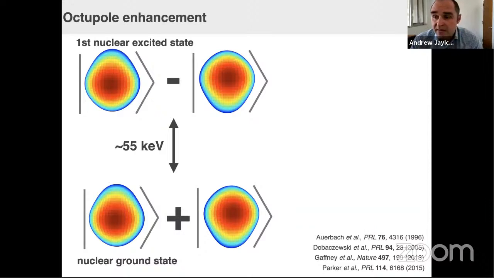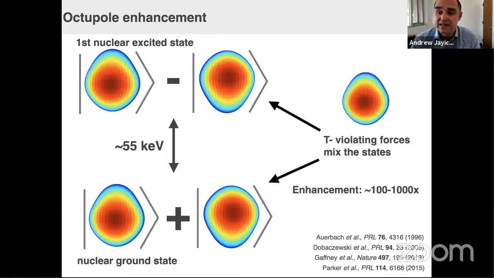The way that this enhances sensitivity to new physics is that these T-violating sources can mix these opposite parity states and leave you with something in the lab frame that looks like this. So that leads to an enhancement that's a factor of 100 to 1,000 times larger than, for example, mercury, which currently sets the best limits in an atomic or molecular system for these T-violating forces.